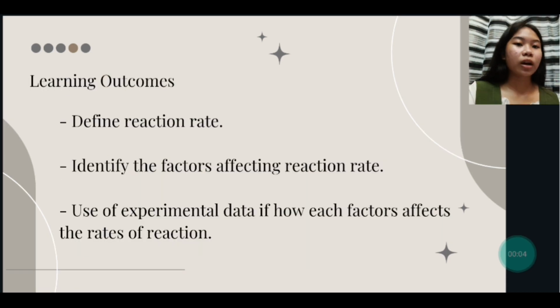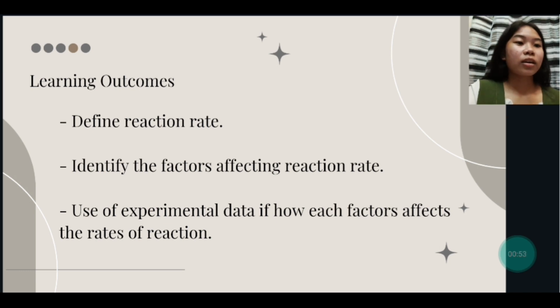The learning outcomes for this discussion or lesson are to define reaction rate, identify the factors affecting reaction rate, and use experimental data to show how each factor affects the rate of reaction.